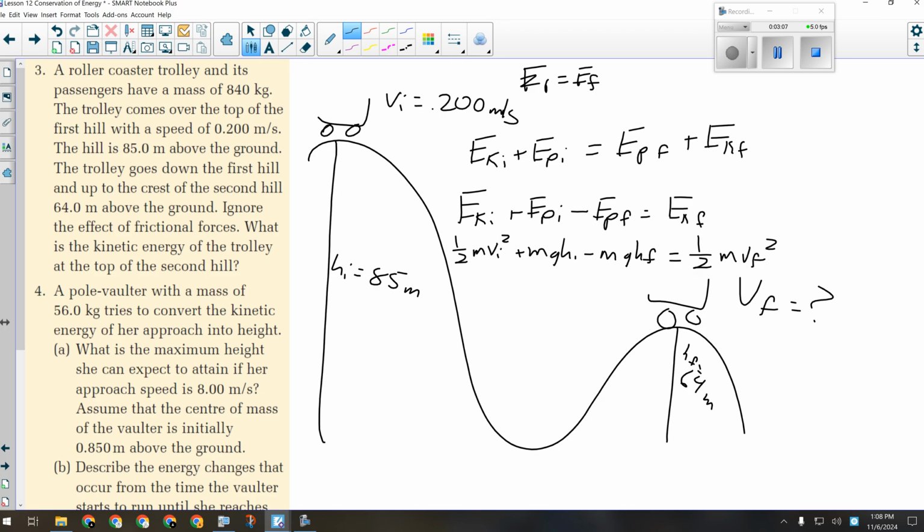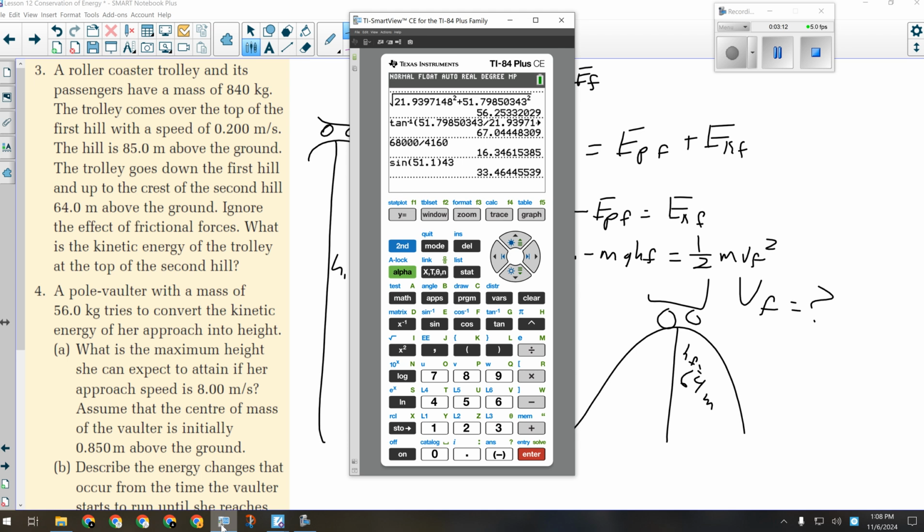All right, so I would just plug in my numbers here. That'll be, what was it, 840? 0.5 times 840 times 0.2 squared plus 840 times 9.81 times 85 minus 840 times 9.81 times 64. Okay, so there's our final kinetic energy. If I wanted to find the speed, then I would just divide that by half of m and square root it. And I would have the speed of the roller coaster at that point.